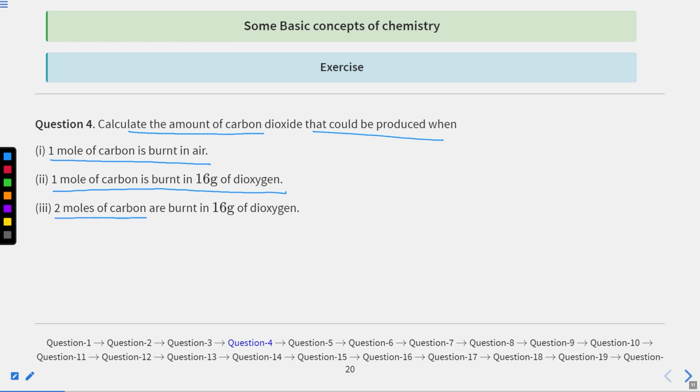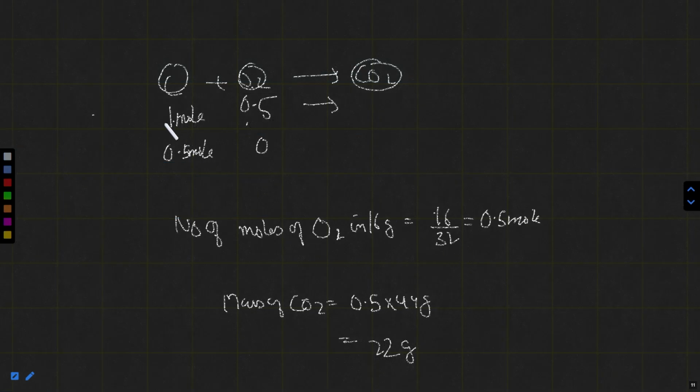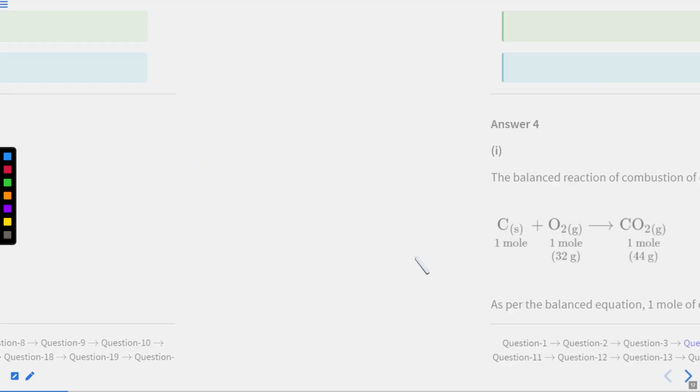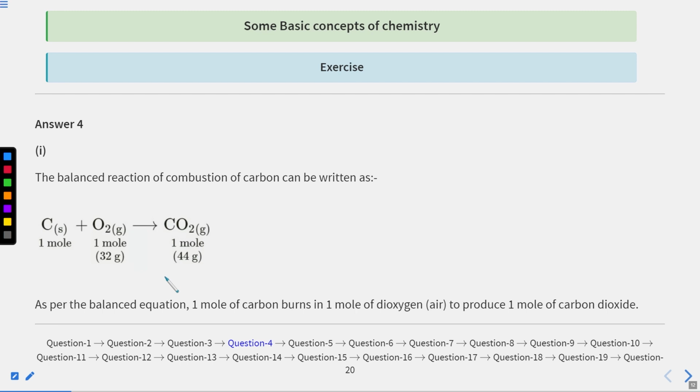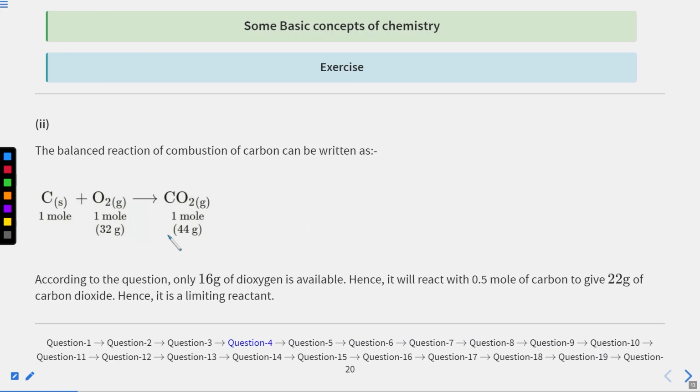After that, 2 moles of carbon are burnt in 16 gram of dioxygen. So whether we take 1 mole or 2 moles, if we take 2 moles, then we will be left with 1.5 mole of carbon. But the reacting species will be 0.5 only. So 22 gram will be again the answer. So if we compare it with the solution, the first is giving us 44 grams, this is giving us 22 grams, and this is also giving us 22 grams. Okay, clear?